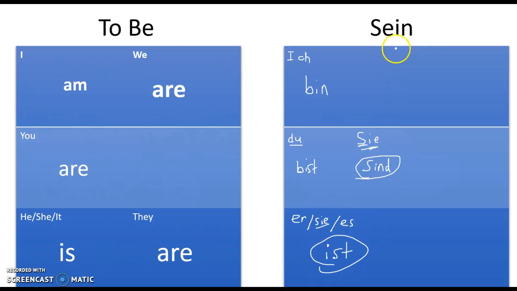So if we were to move right along to we, we would say wir, W-I-R, sind as well. So it's just the same thing as the formal you, wir sind. Next, we are going to go to the plural you, which is ihr. And the plural you is something we don't have in English that is different from just regular you. It's used when you're talking to multiple people. So you would just say ihr seid.